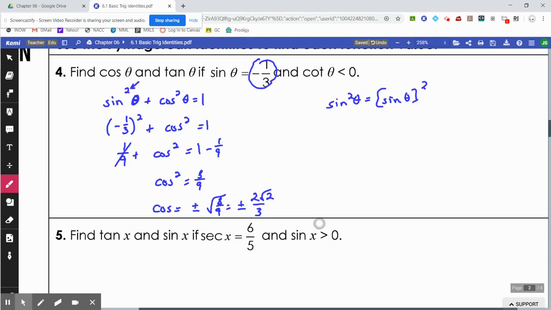That's cosine. However, it says plus or minus. The reason it's plus or minus is we've got to figure out what quadrant it's in. Sometimes cosine's positive, sometimes cosine is negative. We're given up here that sine is negative.